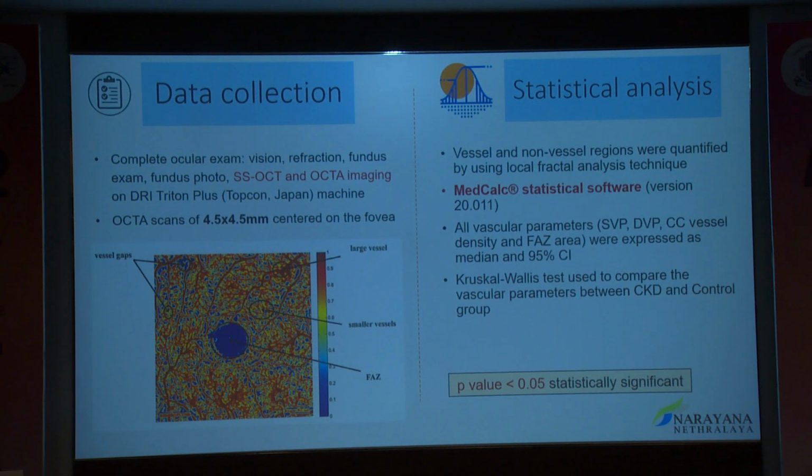The vessel and non-vessel areas were quantified using local fractal analysis technique, and MedCalc statistical software was used for the statistics. All vascular parameters such as the SVP, DVP, choriocapillaris vessel density, and the FAZ area were expressed as median and 95% confidence intervals, and the Kruskal-Wallis test was used to compare the vascular parameters between the CKD and the control group. A p-value of less than 0.05 was statistically significant.